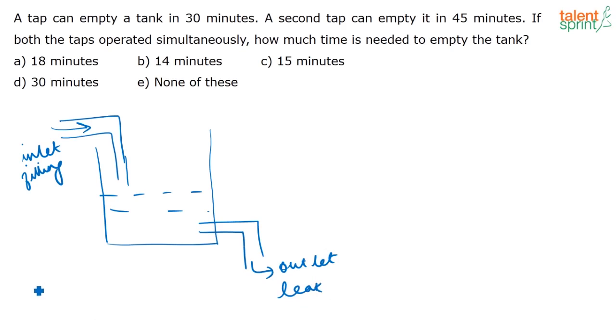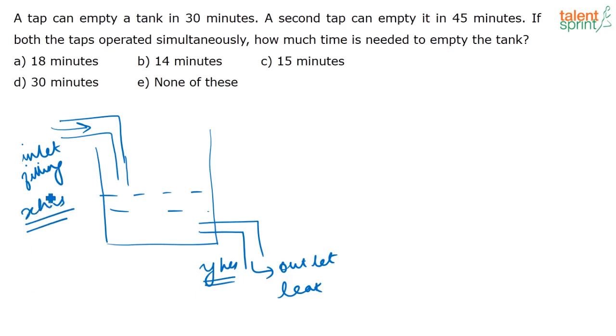So here also what we need to understand is that the filling pipe or the inlet pipe will always do positive work, and the outlet pipe will always do negative work. For example, if in a question they are telling us that there is an inlet pipe which can fill a tank in X hours, and there is an outlet pipe or a leak which can empty the tank in Y hours, what is the work done by both this inlet pipe and the outlet pipe together?